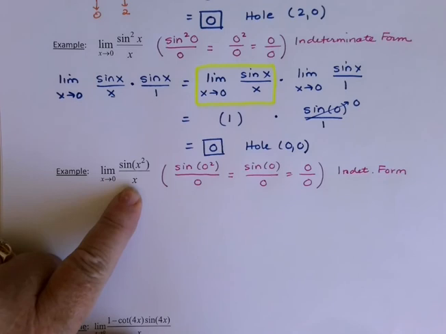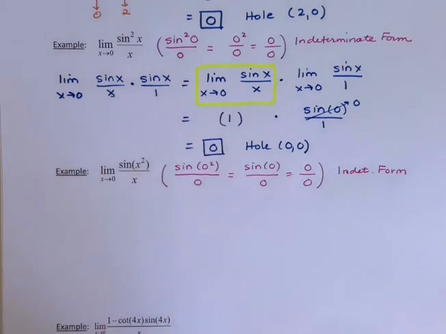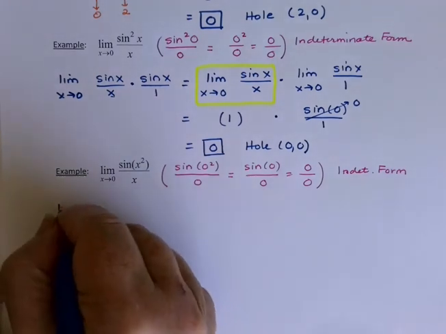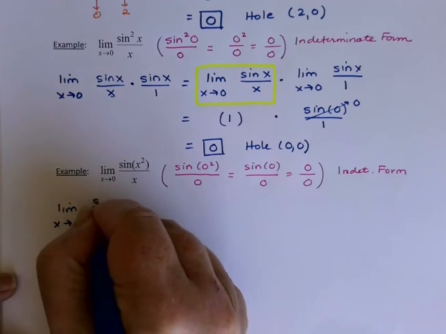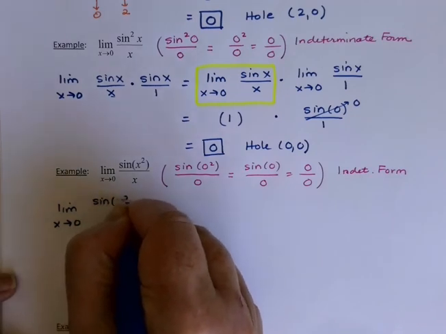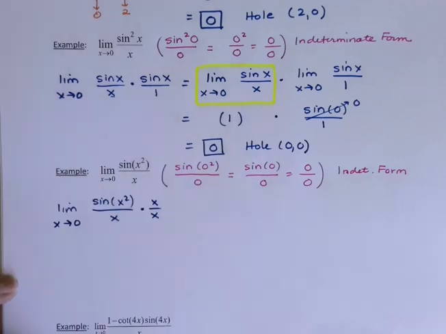Algebraically, I could make that happen by multiplying by x. Now, of course, I can't just multiply by x in the denominator. I'll have to multiply by a form of 1, x over x, but that's doable. So let's work it that way. So there we go, multiply by the form of 1, x over x.